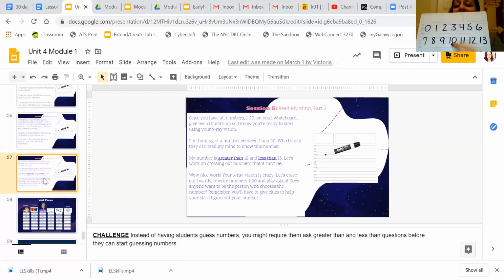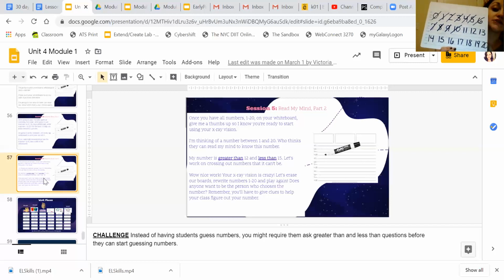So I have to cross out all of these numbers because these are less than 10. Remember, it's not less than 10. I said greater than 10. So it can't be any of these numbers that are less than 10 because Miss Ewan's mind is telling us that it's greater than 10. So cross out all the numbers on your papers or your boards that are less than 10.